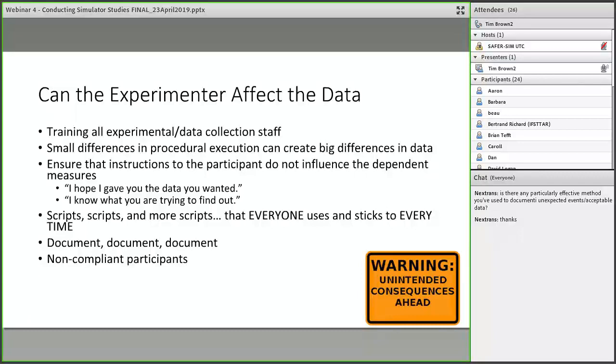At a certain point, you just have to say, this person's not willing to engage in the procedure and follow the procedures that we've laid out, and we've got to drop them from the study. At the end of the day, the experimenter needs to figure out when data is good and when it's bad, and so you want to make sure that you've got a process that's as consistent as possible, and you know when there are problems in the data, and that goes back to the documentation.